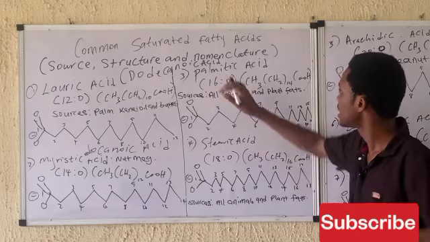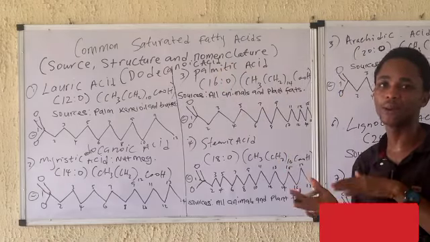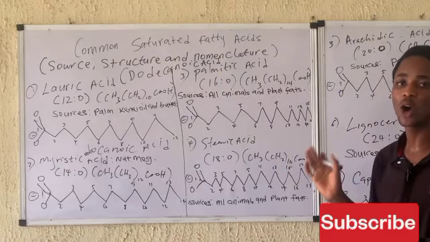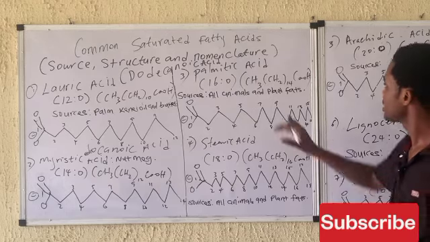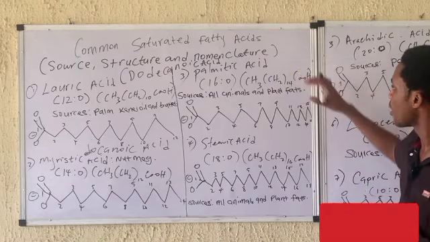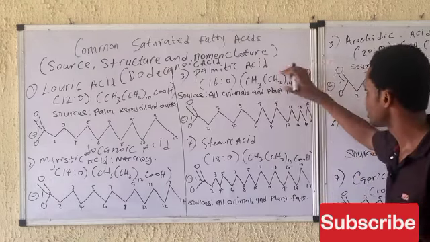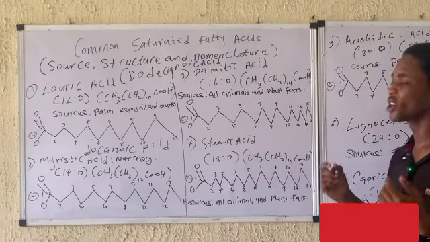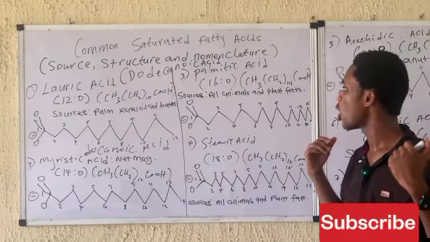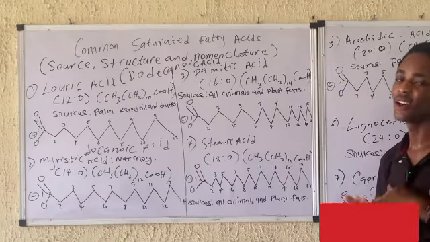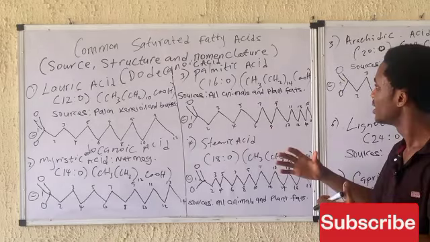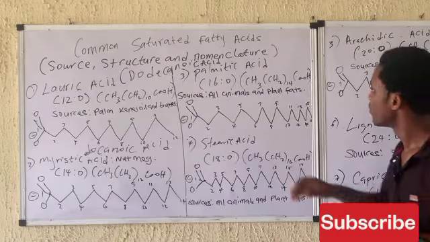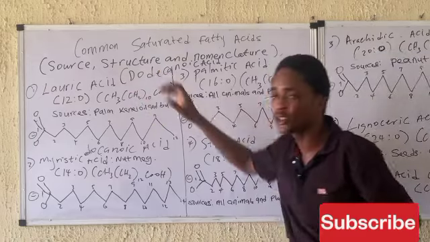It has 16 carbons with no double bond, only single bonds. This is the condensed form of palmitic acid: CH3, (CH2)14, COOH. The sources of this one are both animals and plants. Note this one, please. After the source, we go straight to the structure.